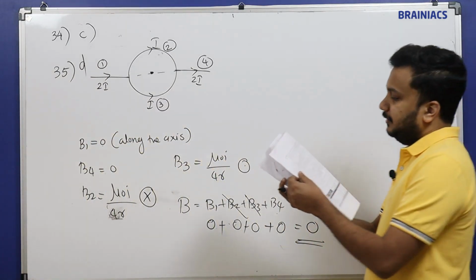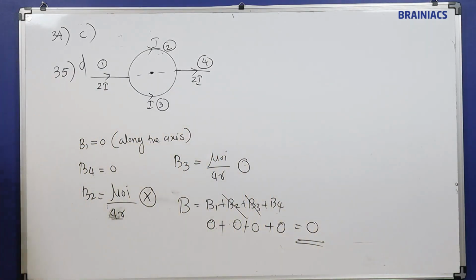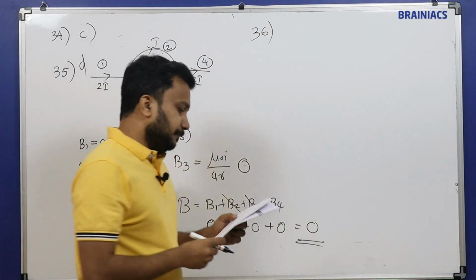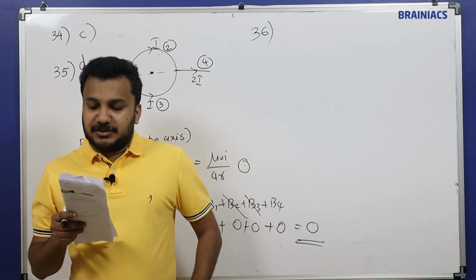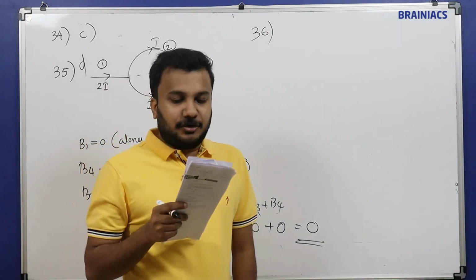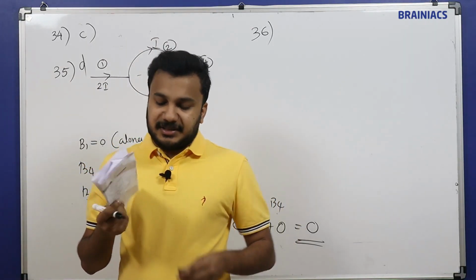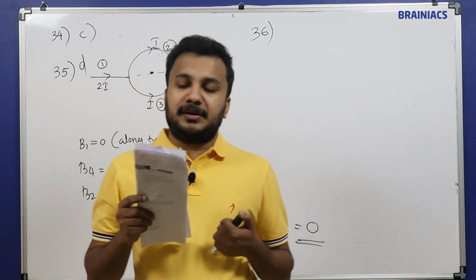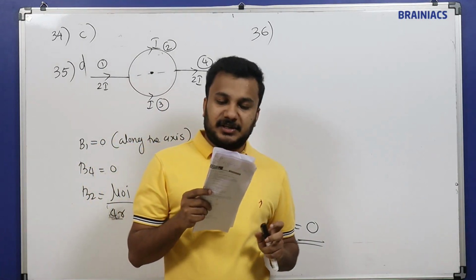Let's move to the next one, 36. Okay, let's have a look into the question. A parallel plate capacitor of area 60 centimeter square and a separation of 3 millimeter is charged initially to 10 microcoulomb. Capacitor is charged. Capacitor area is also given.